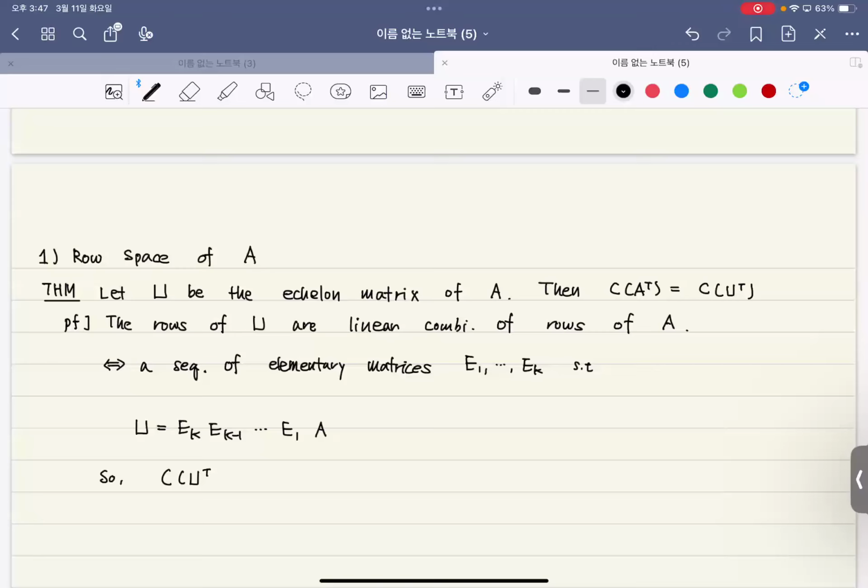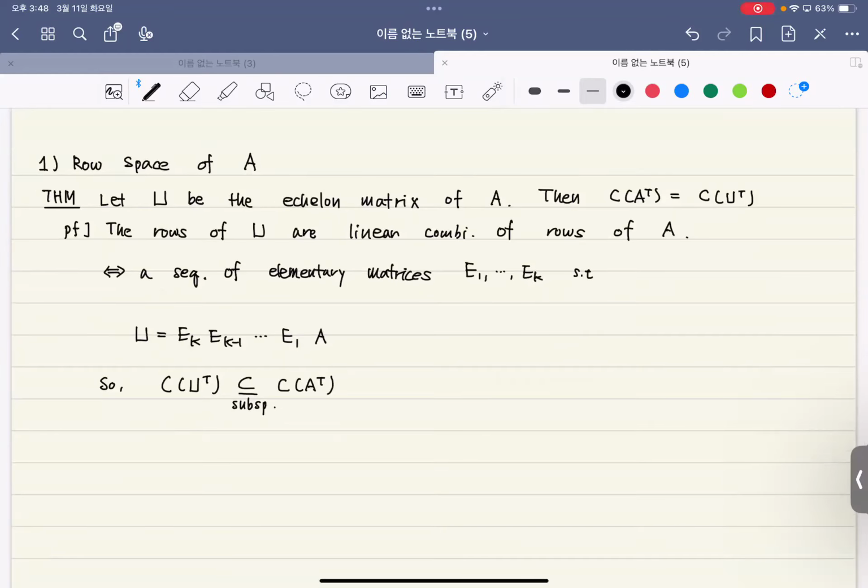Therefore, this is the row space of U, and every row of U is a linear combination of the rows of A. Therefore, this must be a subspace of the row space of A, right? Okay, good.